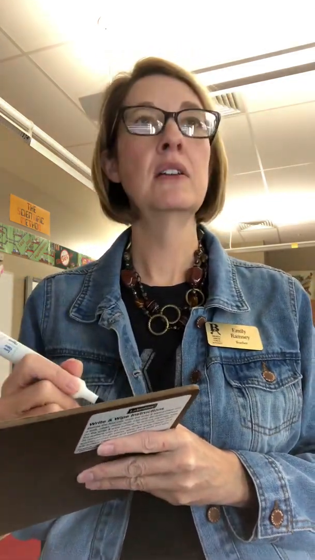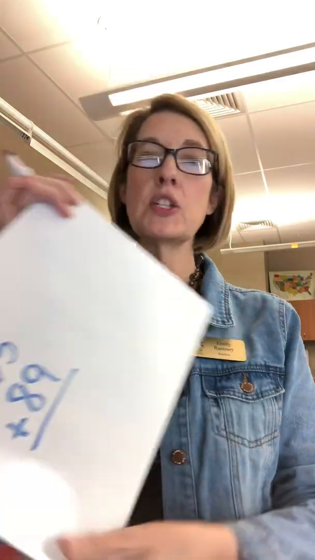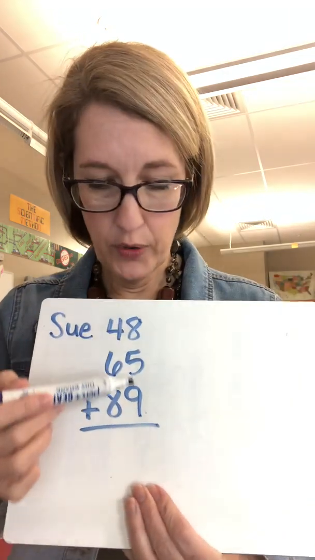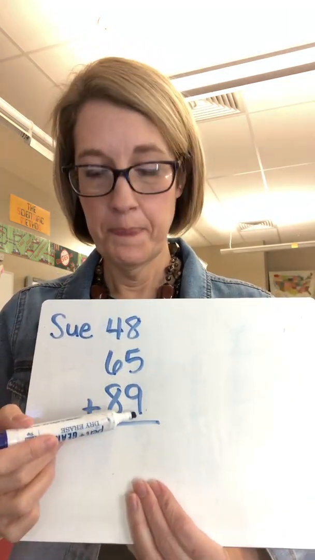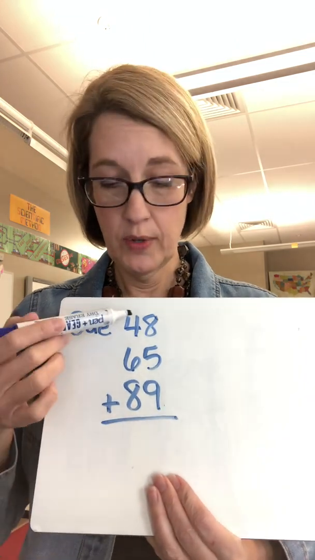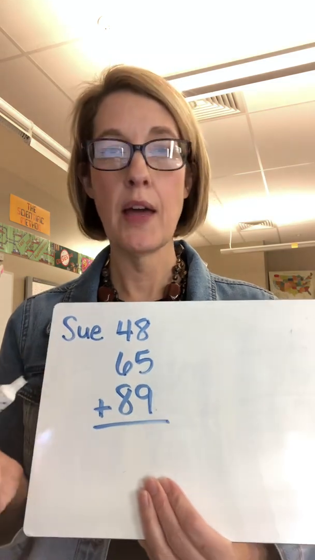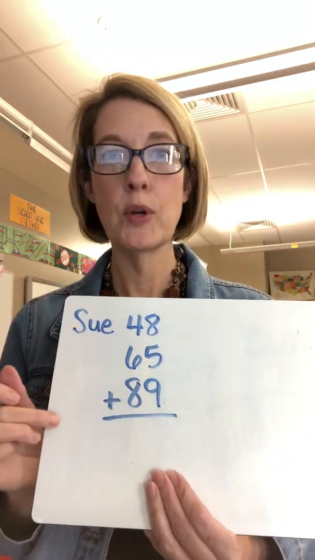Sue has 48 to start with. Her mom gives her 65, so we're going to add 65 to it. Her friend Kim gave her 89 ribbons. These people are ribbon rich. This is a good practice for column addition. Make sure when you're doing your column addition, you line up the ones and tens column. So all the ones numbers will go together like this. And if it's more than 10, you're going to regroup. Okay, and then all of your tens column numbers will be together, like in a row, a column, okay?